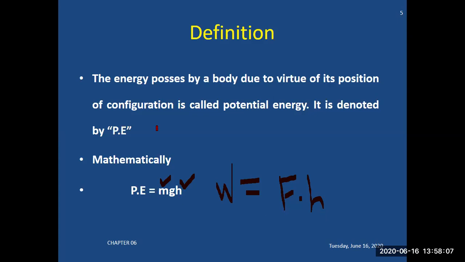So come back again, the energy possessed by a body by virtue of its position or configuration is called potential energy. It is denoted by PE. So mathematically, PE is equal to mgh. From where it comes, we will see during the next class as well.